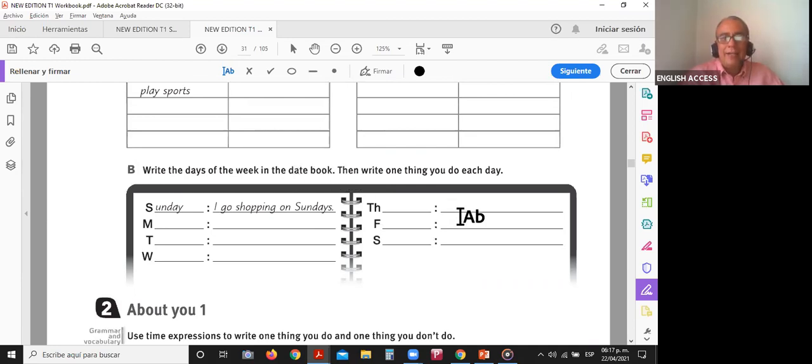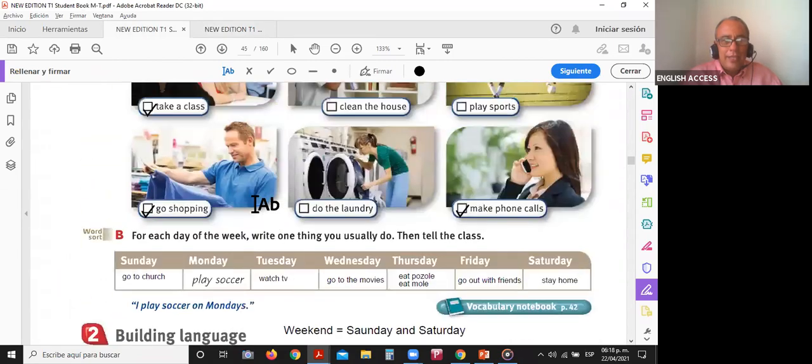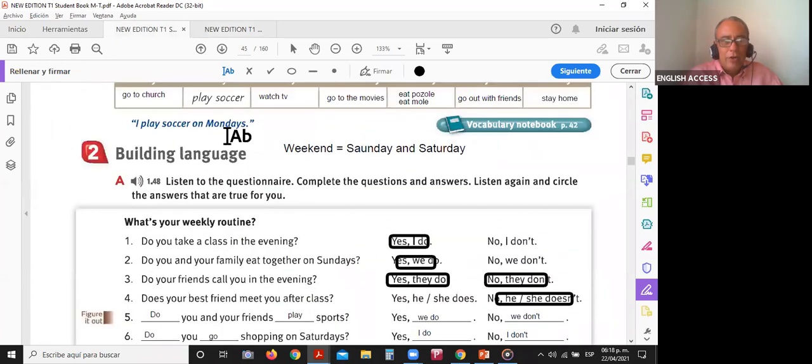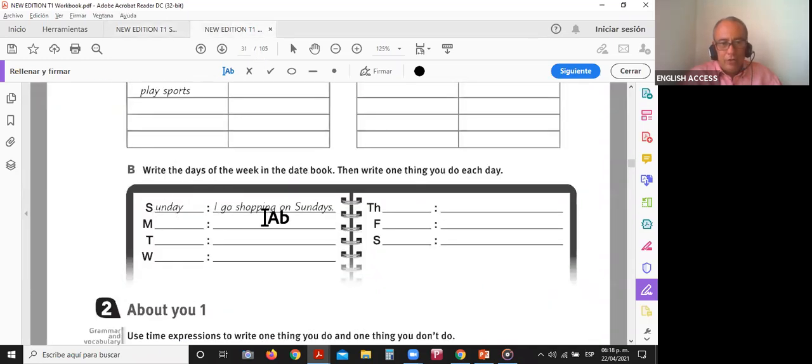It's like a calendar. So for example, Sunday, I go shopping on Sundays. Remember your activities? What do you do on Monday, Tuesday, Wednesday, Thursday, Friday, and Saturday? And then you write what you do on these days. Like the activity we did here. Remember? I play soccer on Mondays. I play soccer on Monday.